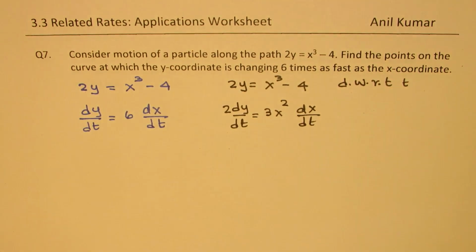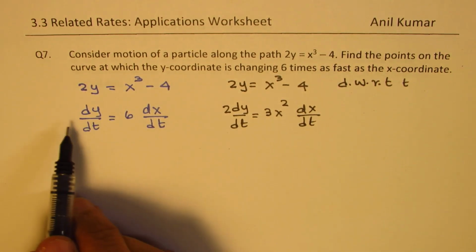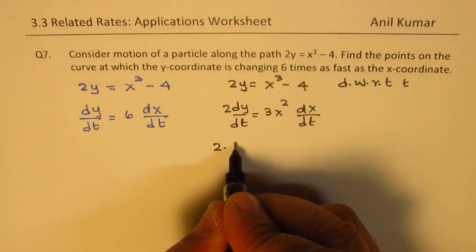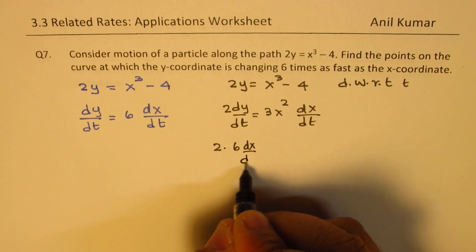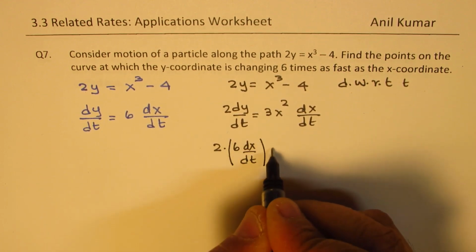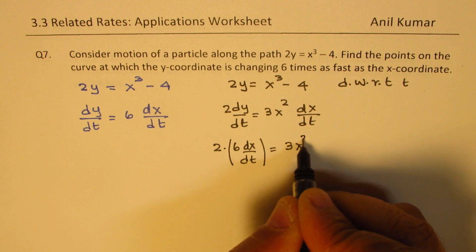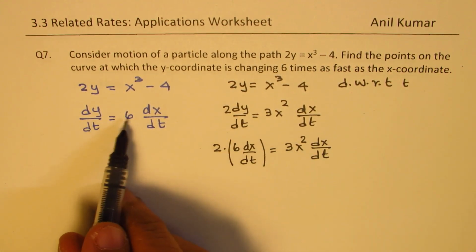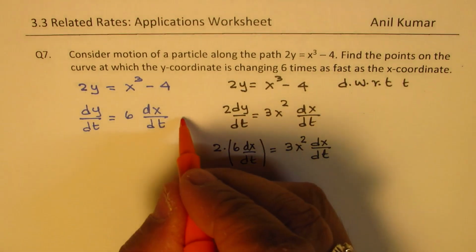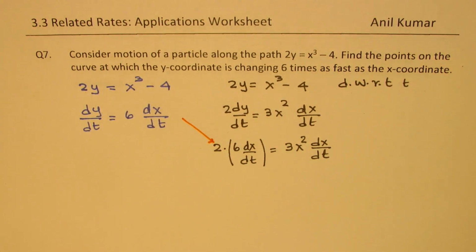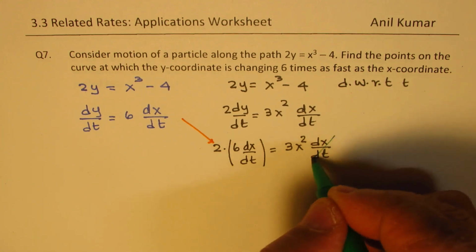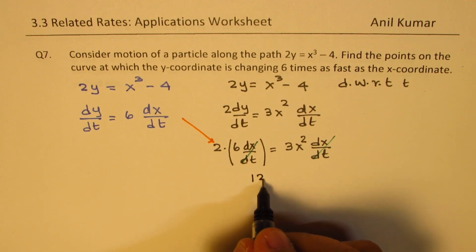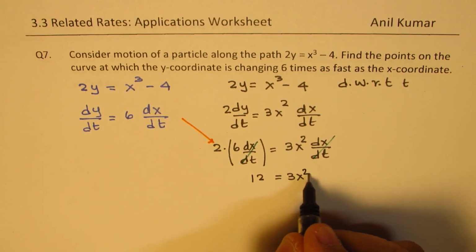Derivative of 4 is 0. Now, we know that dy/dt is 6 times dx/dt, so we get 2 times (6 dx/dt) equals 3x squared dx/dt, clear? So we replace dy/dt with 6 dx/dt from here. Is it clear to you? And now we can cancel dx/dt and find the value of x. So we have here 12 equals 3x squared.